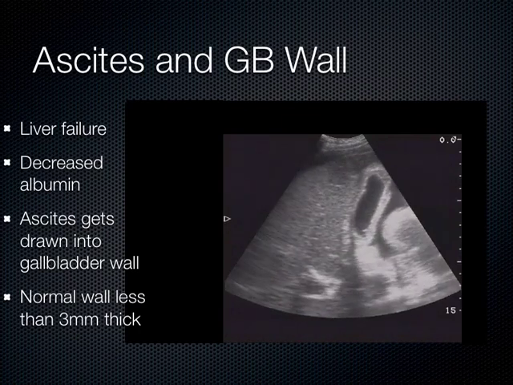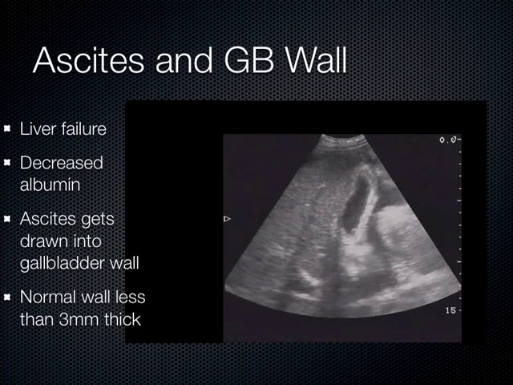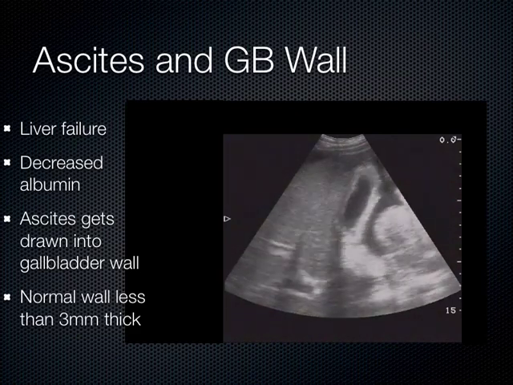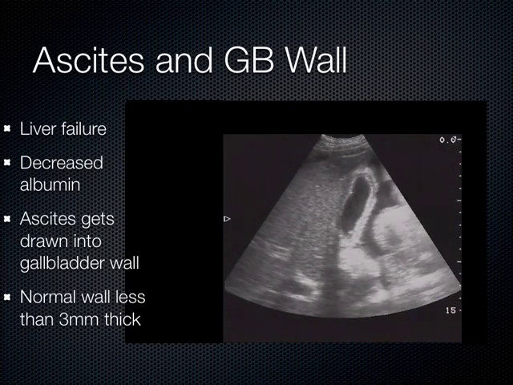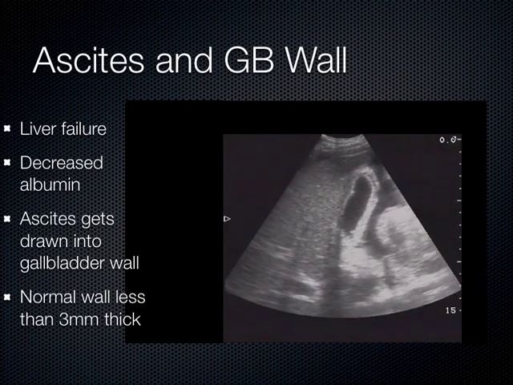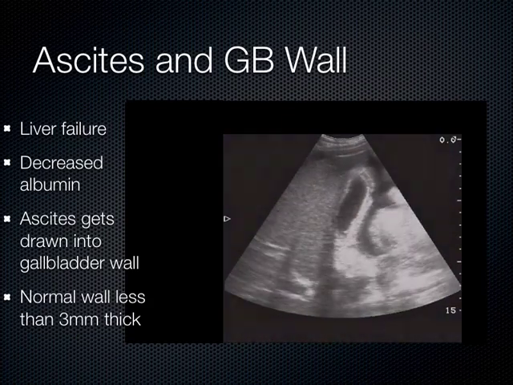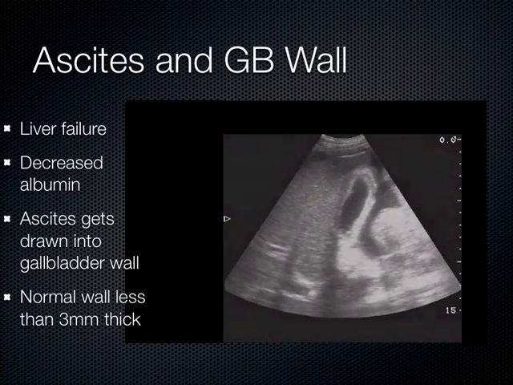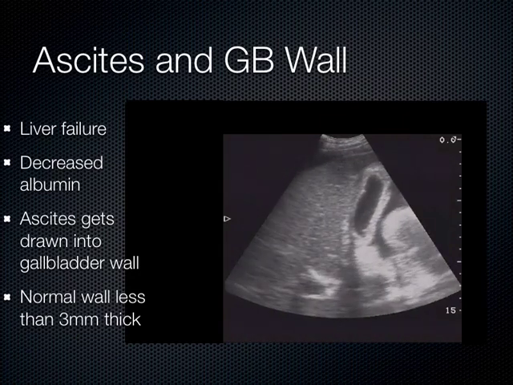Now, normally a gallbladder wall should be less than 3 millimeters, and if somebody has acute cholecystitis, or an acutely inflamed gallbladder, then in an infectious situation, the gallbladder wall gets thicker than 3 millimeters, certainly greater than 5 millimeters. Patients are likely going to the OR that day to have their gallbladder taken out. But ascites can just normally cause the gallbladder wall to thicken.